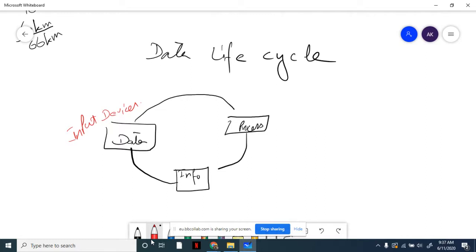Process means CPU. If I want to convert it into the computer language, then this will happen. And information means which I see on my screen and which I can print and see. So these are the output devices. So data, process, and then we have information. Input devices are used to input the data for communication between user, us, and computer.